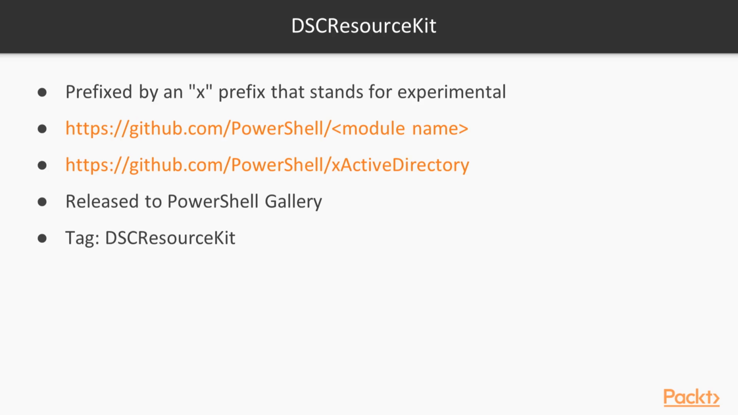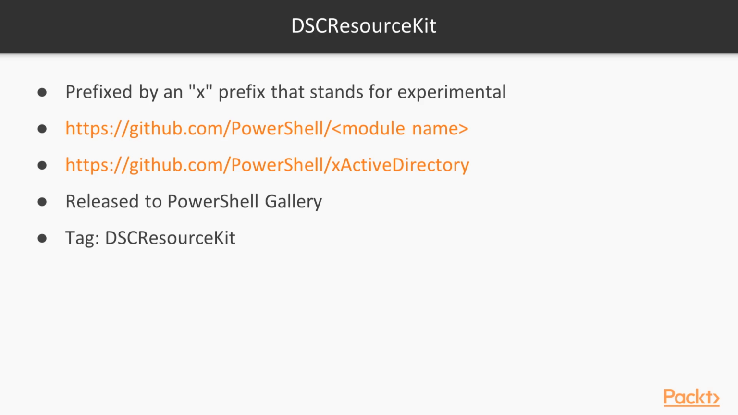The resources in the DSC Resource Kit are prefixed with an X that stands for experimental, which means that these resources may be maintained and monitored by the module owners going forward. You can find the source code of the resource module by visiting its GitHub page at https://github.com/PowerShell/module-name. For example, for the Active Directory module, you can go to https://github.com/PowerShell/Active-Directory.